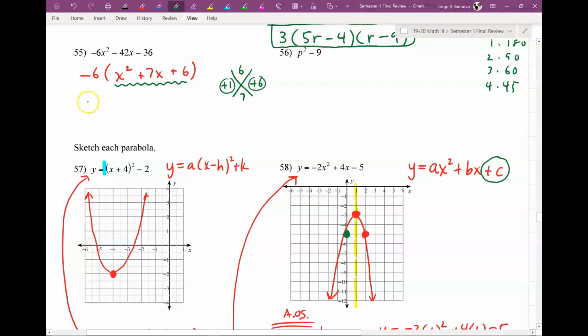So that means that my factors for this problem will be -6, then x plus 1, x plus 6, and you're done. No need to solve anything. You're just working through and writing your factors.